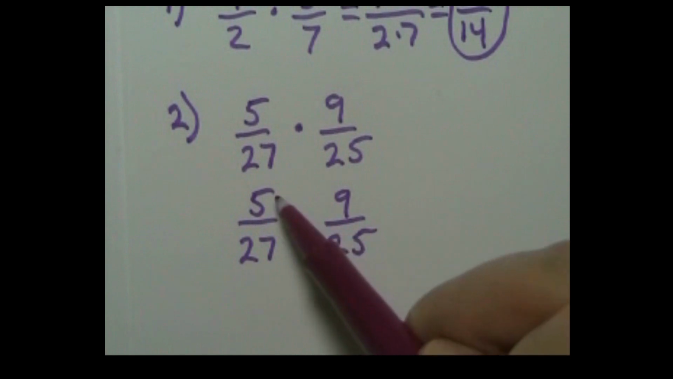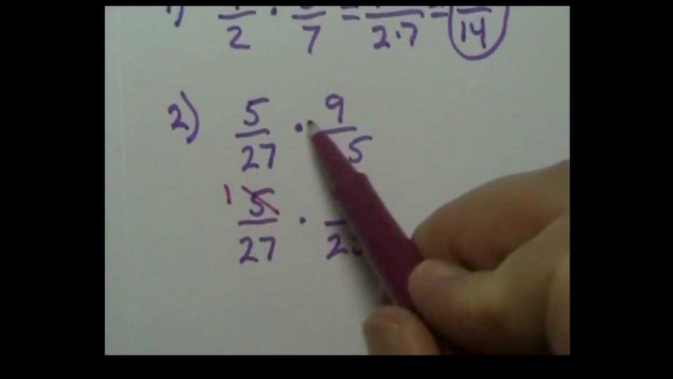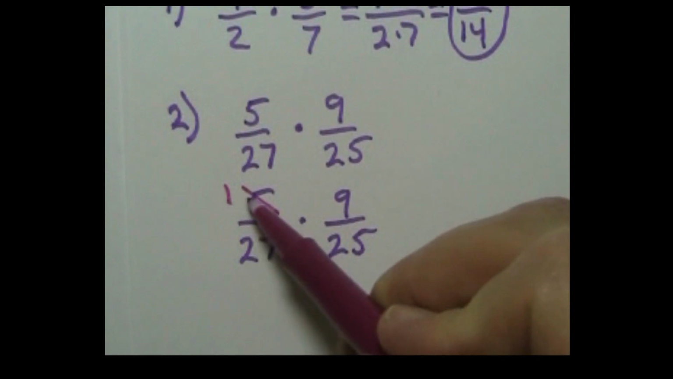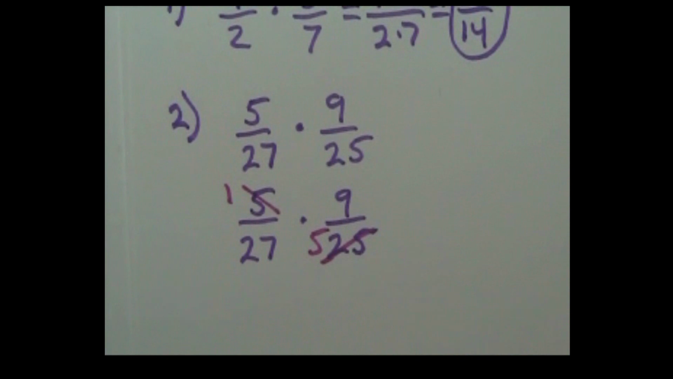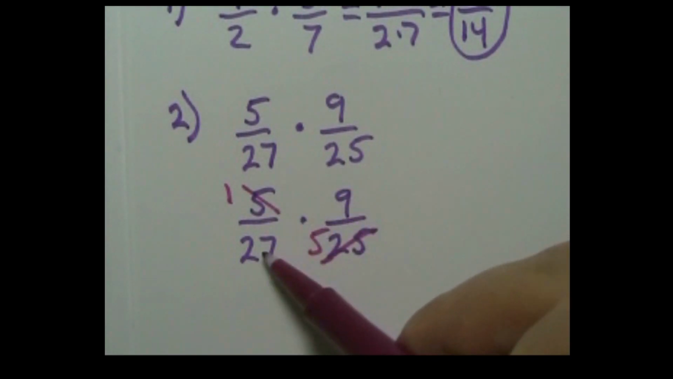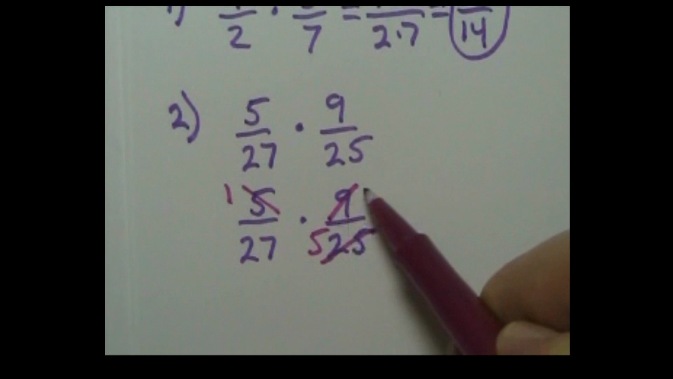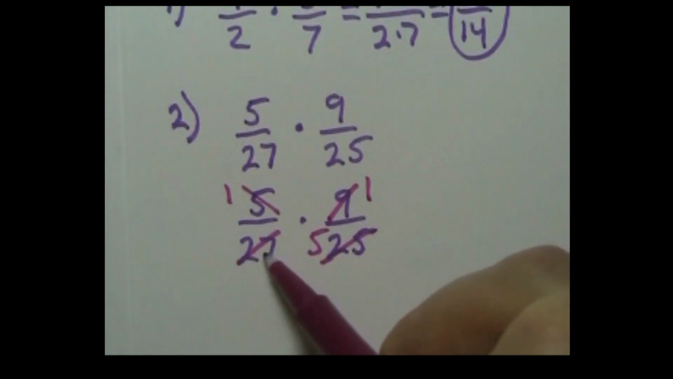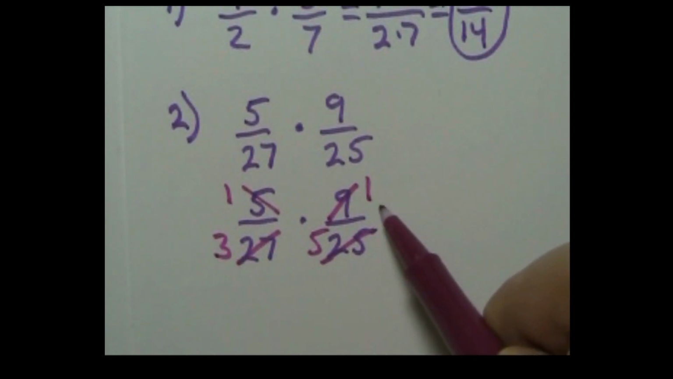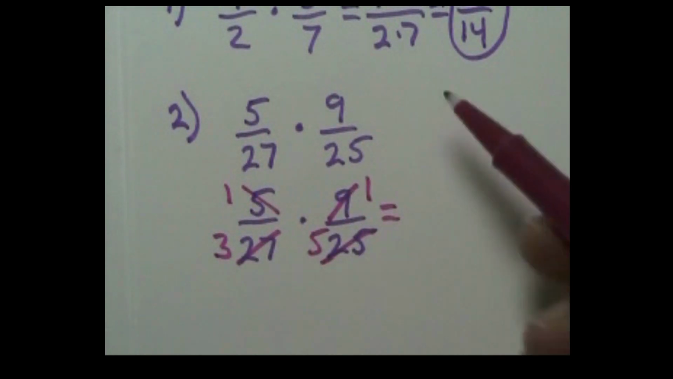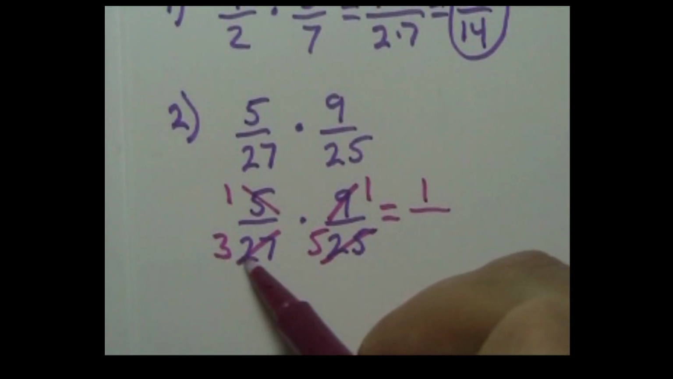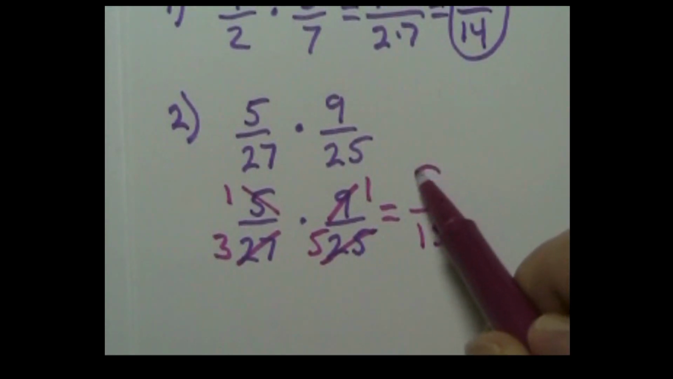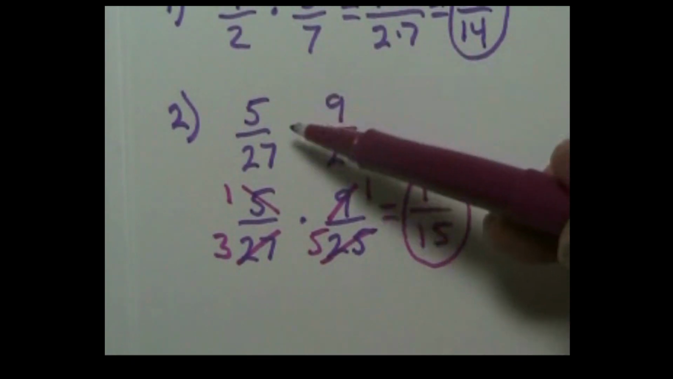Let's see, I know 5 goes into 25. See, that's my original problem. I'm going to leave that alone. 5 goes into 5 once, 5 goes into 25 5 times. So now this is a 1 and that's a 5. 9 and 27. 9 goes into 9 once, and 9 goes into 27 3 times. So see, now I've reduced everything. And now I multiply straight across. 1 times 1 is 1. And 3 times 5 is 15. See, now you can look at the original problem and then see what changes you made to it.